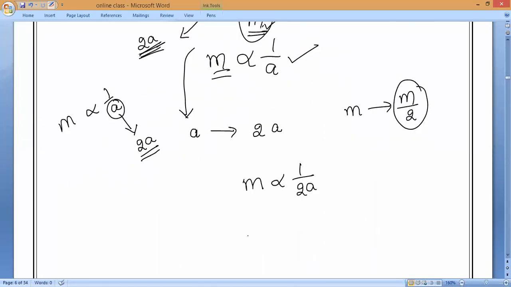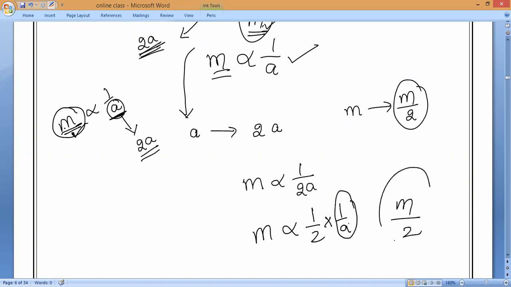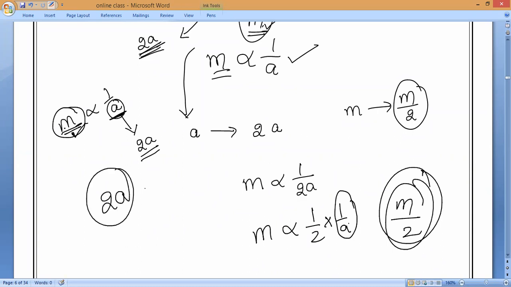Now, as we all know, m will become 1 by 2 separately into 1 by a. 1 by a is equal to what? Axial mass it is. So in place of 1 by a, I can write m. So m by 2 it will become. If acceleration becomes double, mass will become what, guys? Mass will become half. Understand? That is what you have to remember.